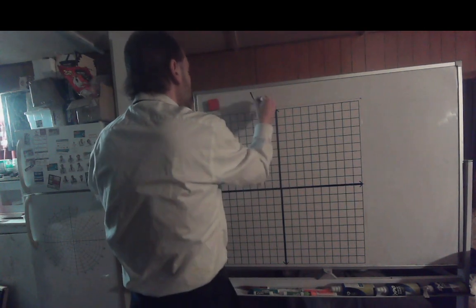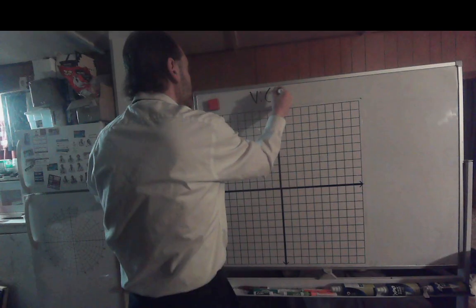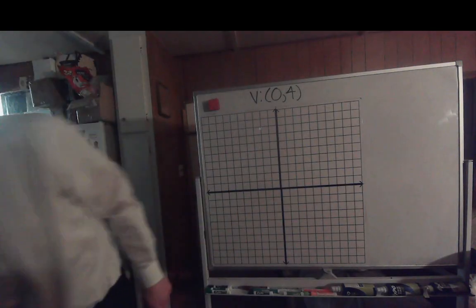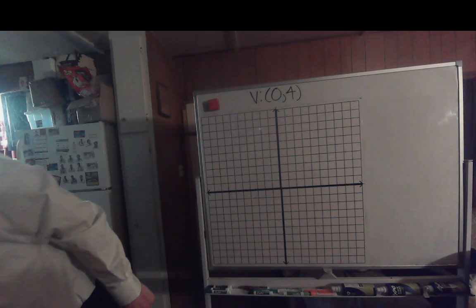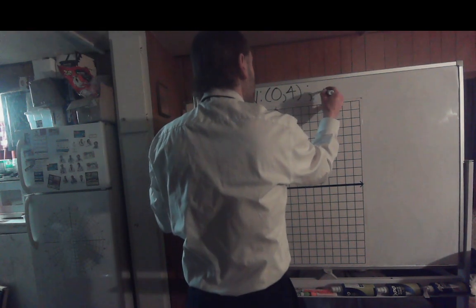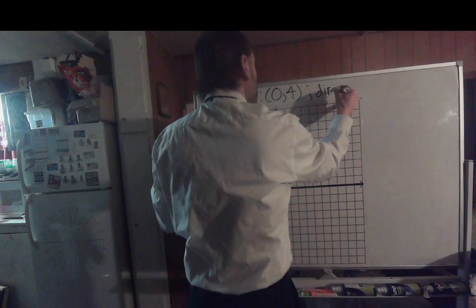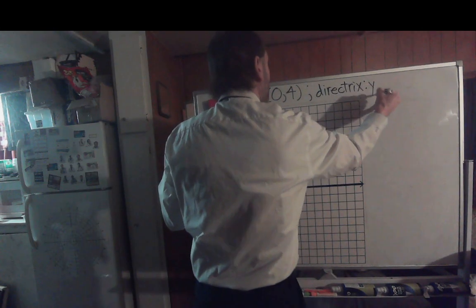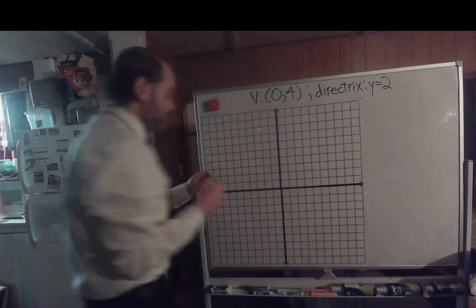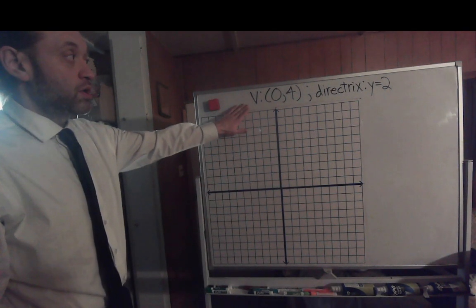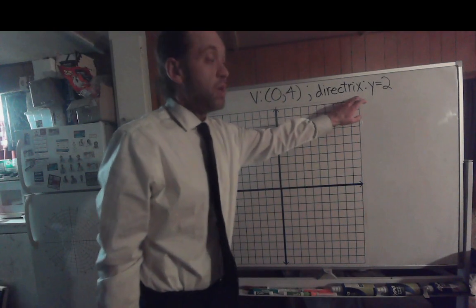Alright, let's change this a bit. So the vertex this time is at (0, 4). They give you the vertex, then they give you a directrix. So the directrix is going to be y equals 2. Okay. So the vertex is (0, 4). The directrix is y equals 2.